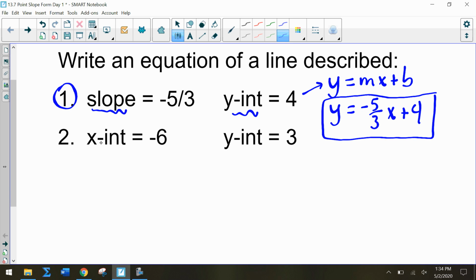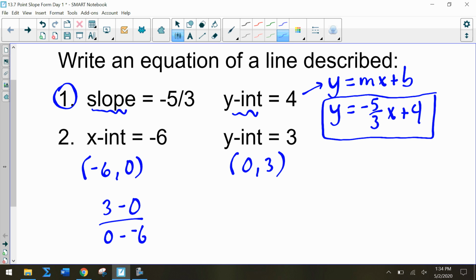Okay, so in looking at this problem, we have 2 points, right? The x-intercept is at -6, so I'm going to write that as (-6, 0), and our y-intercept is at 3. Can we find the slope between those 2 points? Let's see, if we do 3 minus 0 over 0 minus -6, we get 3 over 6, so 1/2 is our slope. So we're given the slope, but don't we also have the y-intercept?